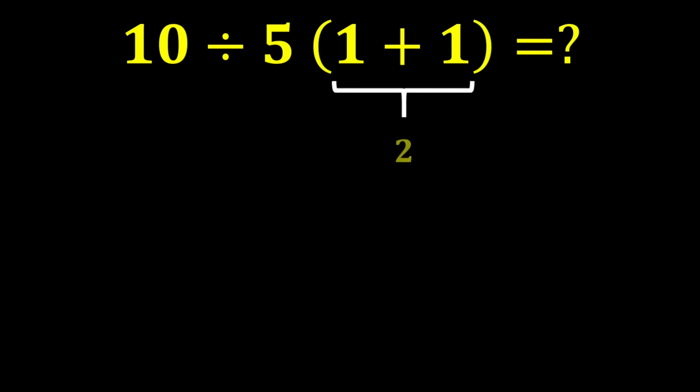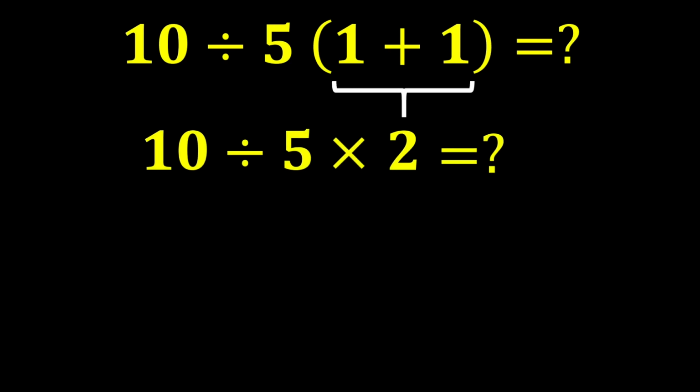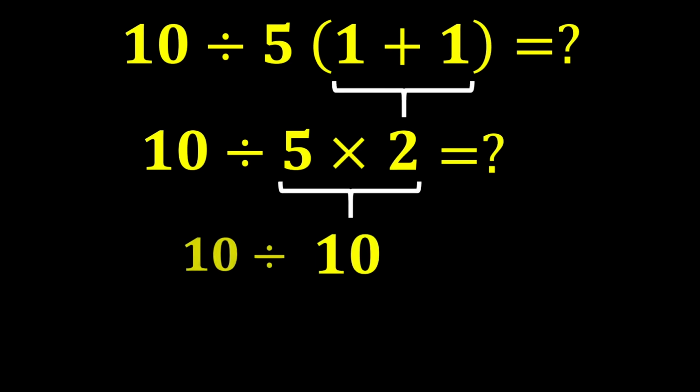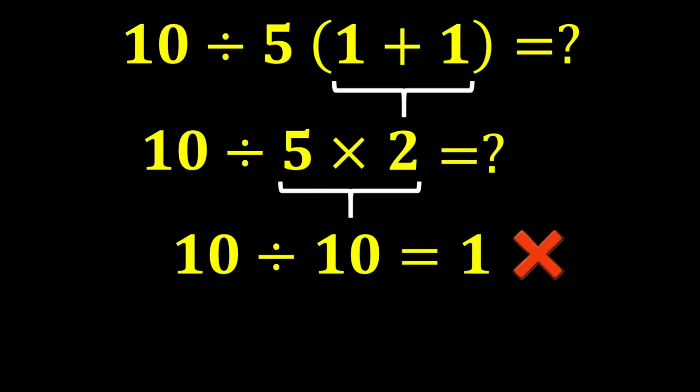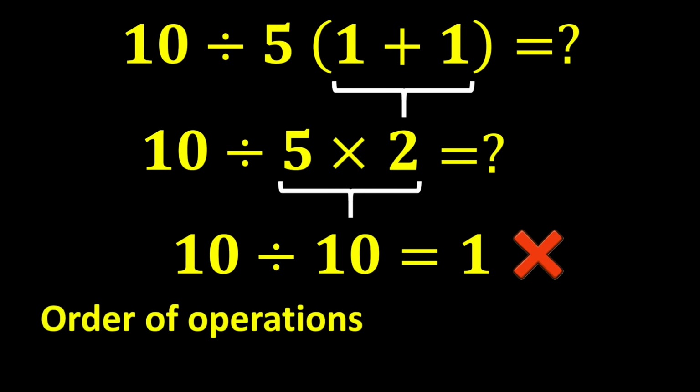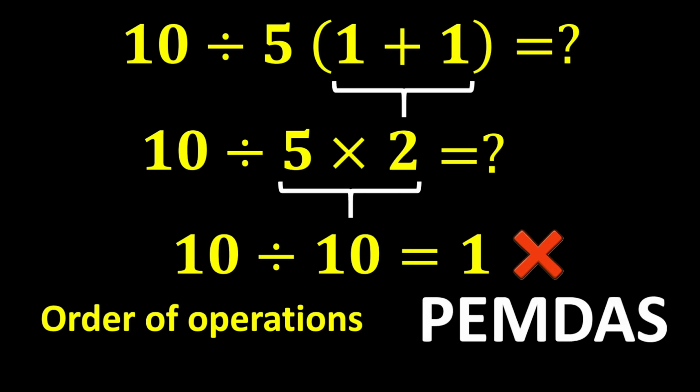1 plus 1 equals 2, and the expression becomes 10 divided by 5, multiplied by 2, then 5 multiplied by 2 equals 10, finally, 10 divided by 10 equals 1. But this answer is not correct, because we did not follow one of the most important rules in mathematics, called the order of operations. The order of operations is commonly known by the acronym PEMDAS.